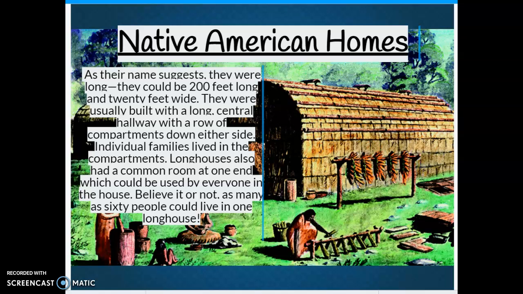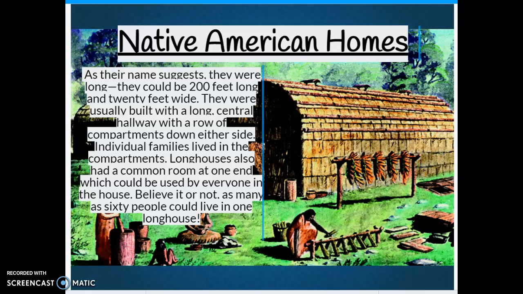This is the Native American longhouse, and as the name would suggest, it's a very long house. They were about 200 feet long and 20 feet wide. Maybe we can measure that out during recess this week and mark off about how big that would be. They have this long hallway down the middle, and if you've ever stayed in a hotel, you have that long hallway, and off to each side, on the right and the left, are the rooms. That's sort of what this was like.